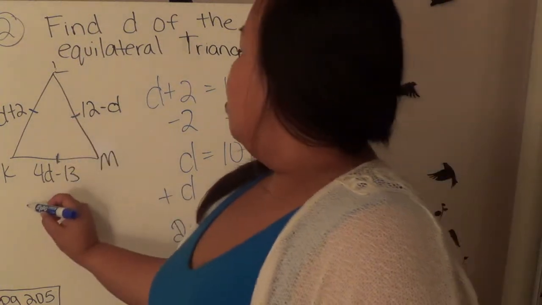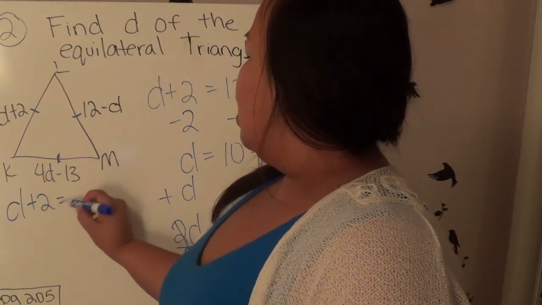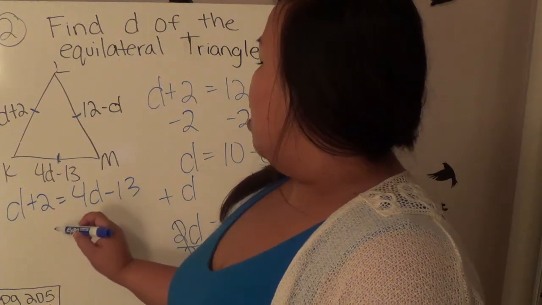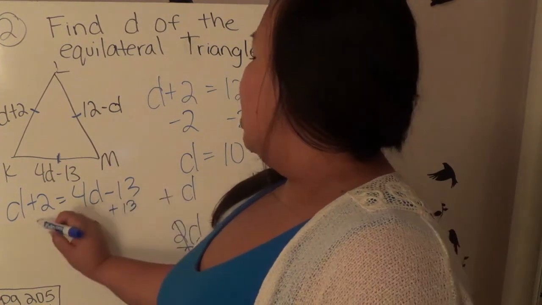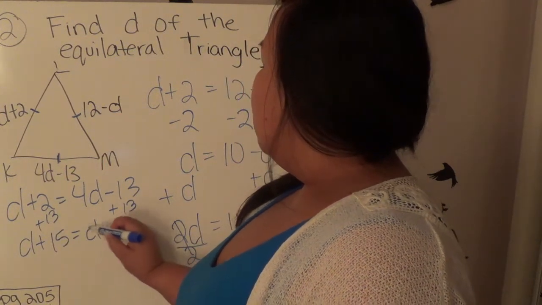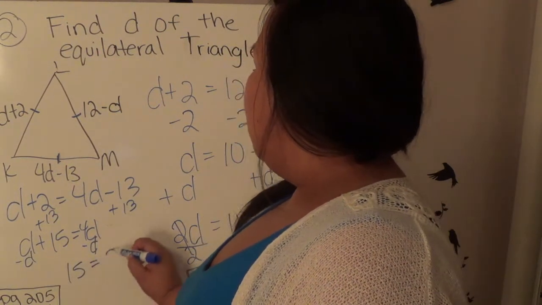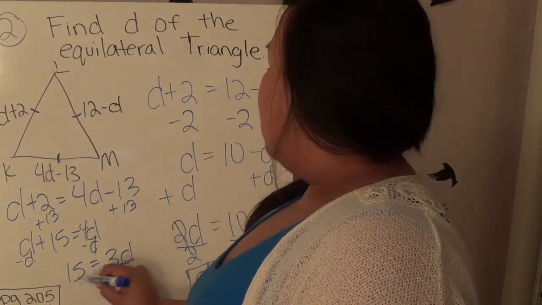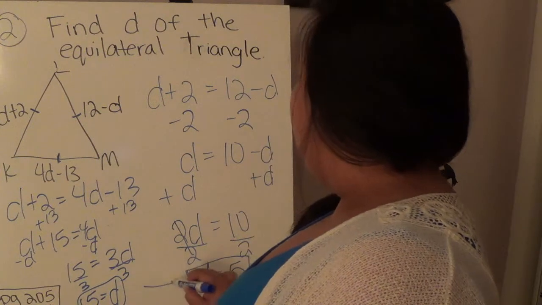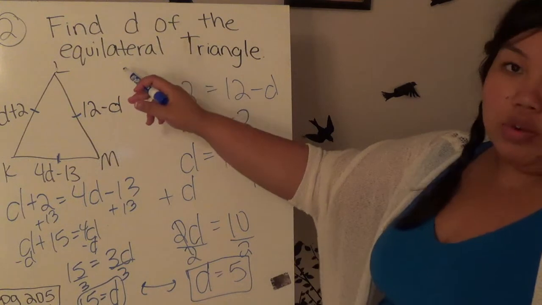I could also do, for example, D plus 2 equals this one, and I should get the same answer. Okay, so I know to add 13 to both sides. I end up with D plus 15 equals 4D. Okay, subtract D. I end up with 15 equals 3D. Divide both sides by 3. I get 5 equals D. Okay, so it doesn't matter which one I have, I still end up with D equals 5 because of equilateral.